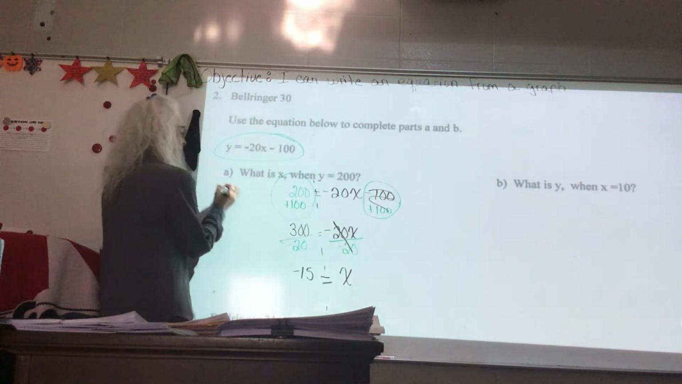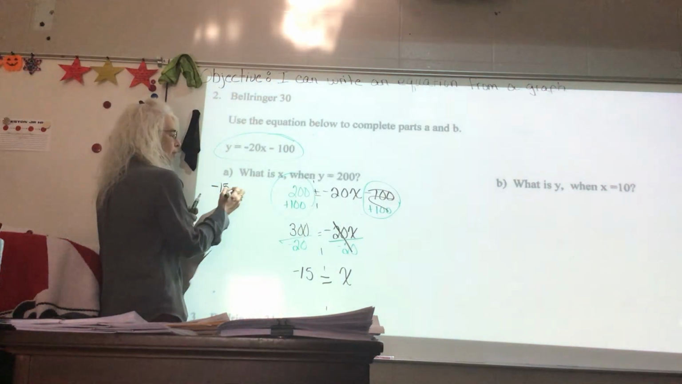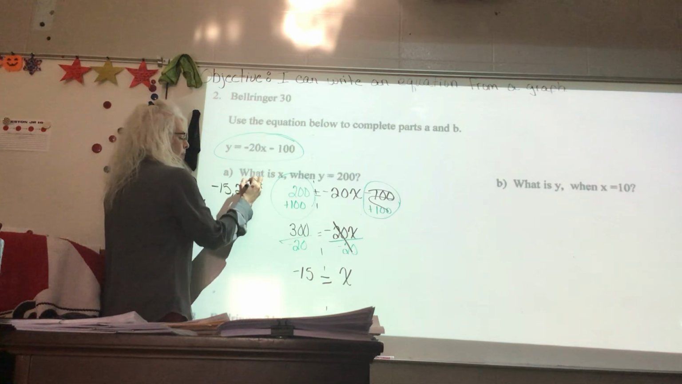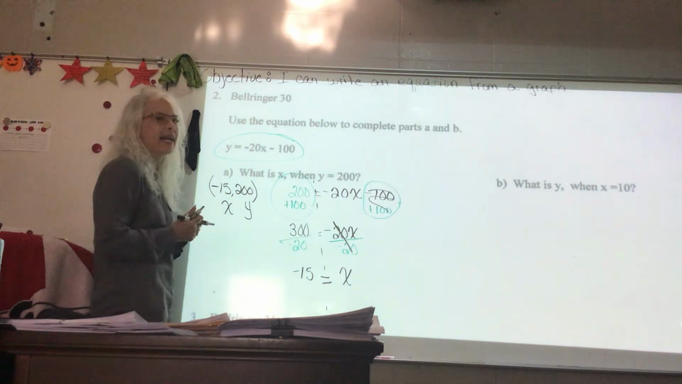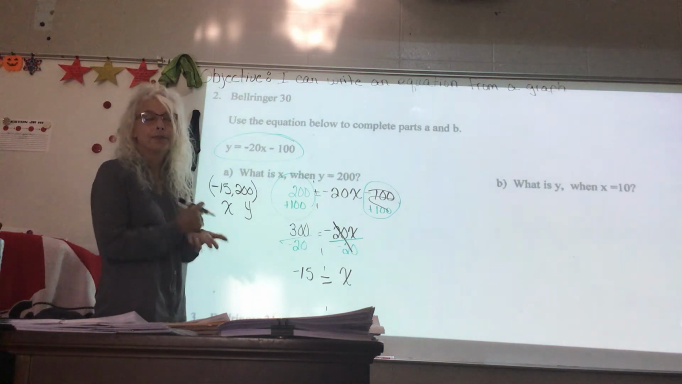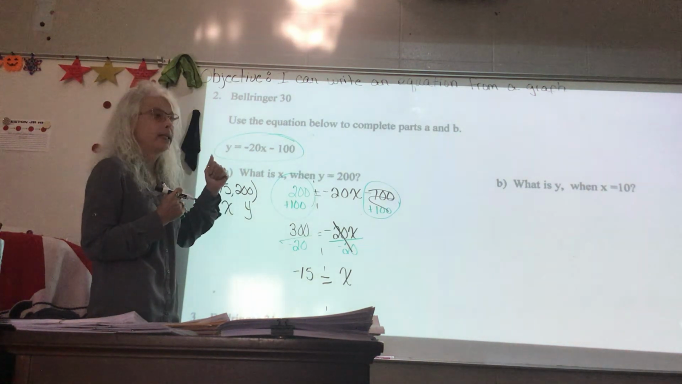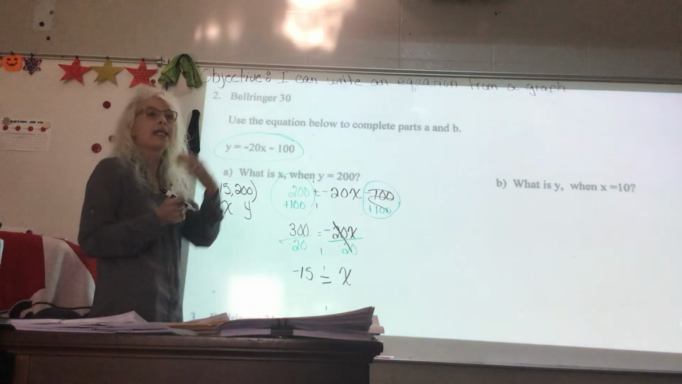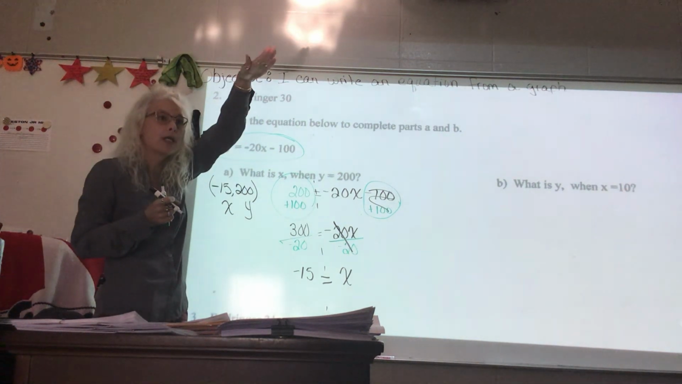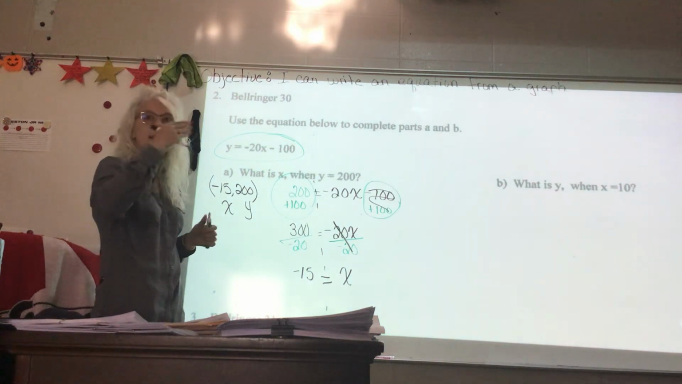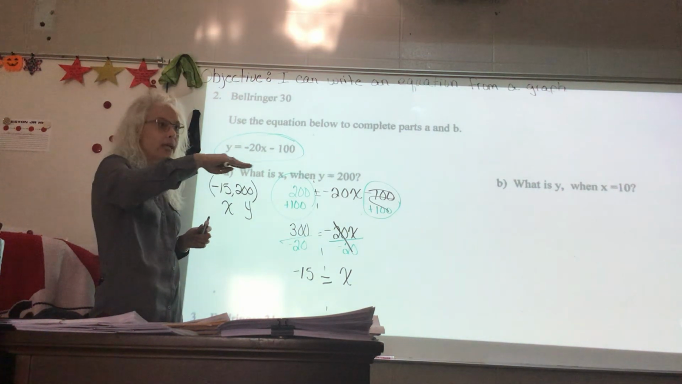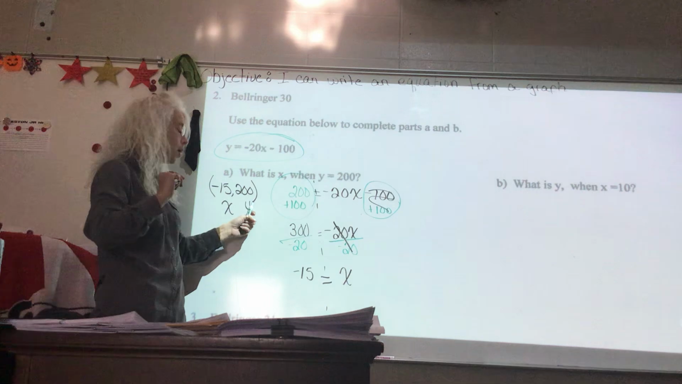So I'm going to write down negative 15, comma, 200. This is always the x, that is always the y. Always. Now when we're finding the slope, the y's go on top and the x's go on bottom, but when you're writing an ordered pair, it's just in alphabetical order. X, Y, Z. X, Y.